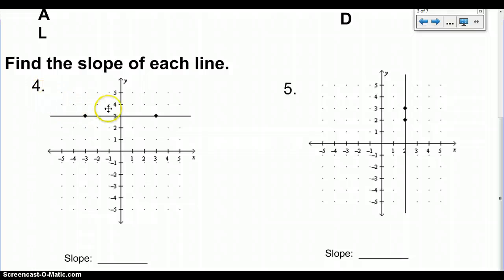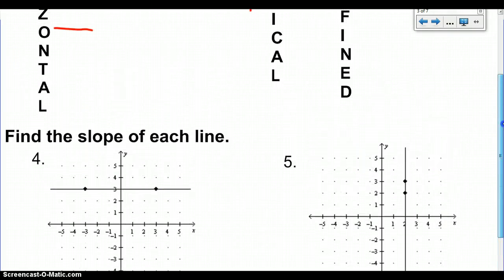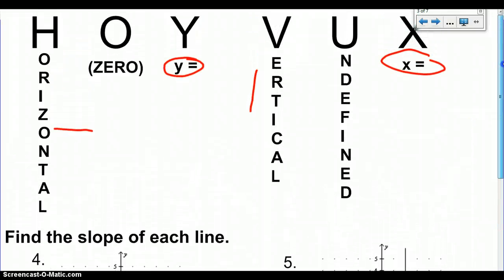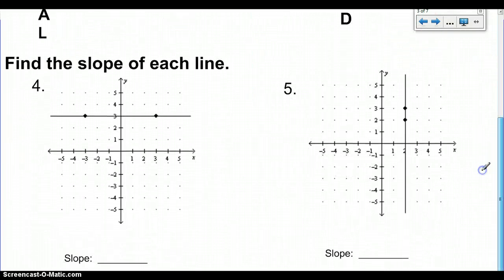So for number 4, if we look at it, our 2 points make a horizontal line. And if you look back up, horizontal lines have a slope of 0. So we go down and our slope is 0. Next one, our 2 points are up and down, so it makes a vertical line, and so our slope is undefined. You can spell it out or you can just abbreviate it like that. So hopefully you guys understand those.